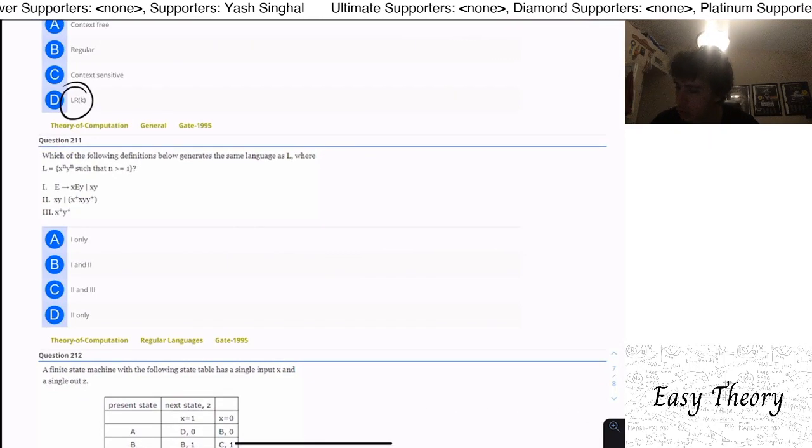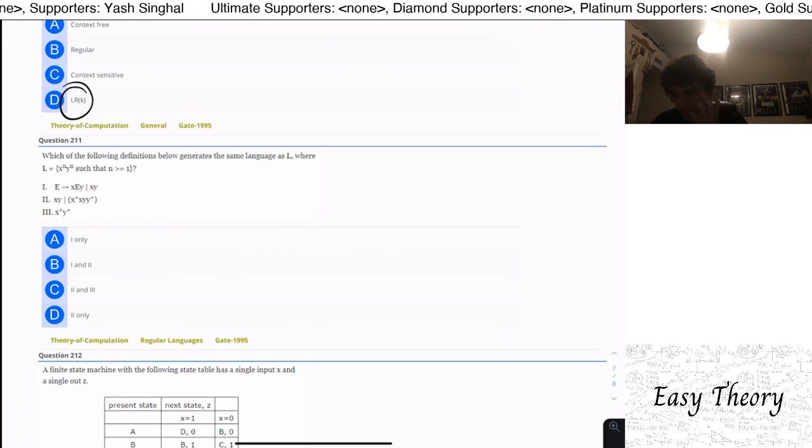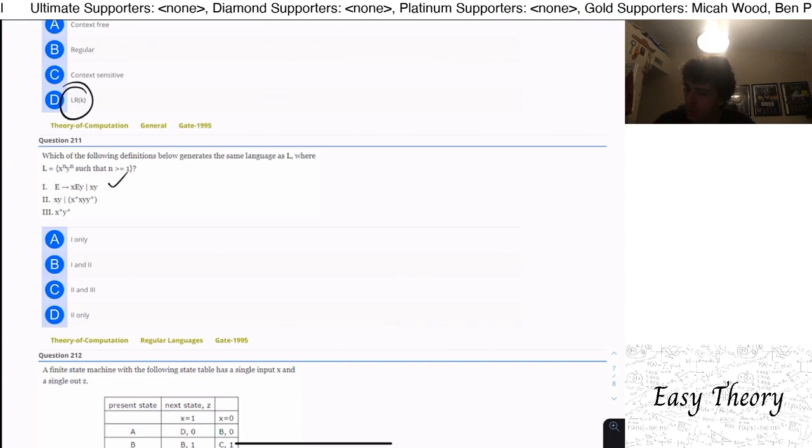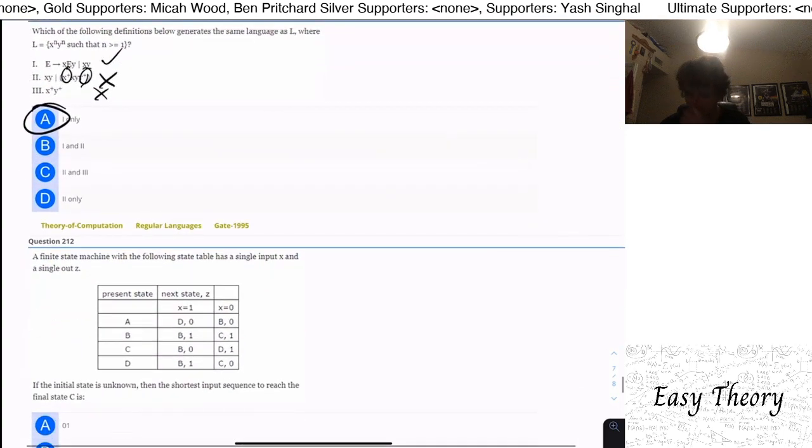Which of the following definitions below generates the same language as L? So 1 works, 3 does not work. I don't think 2 works. Yeah, because the pluses here don't have anything to do with each other necessarily, so it's only 1.